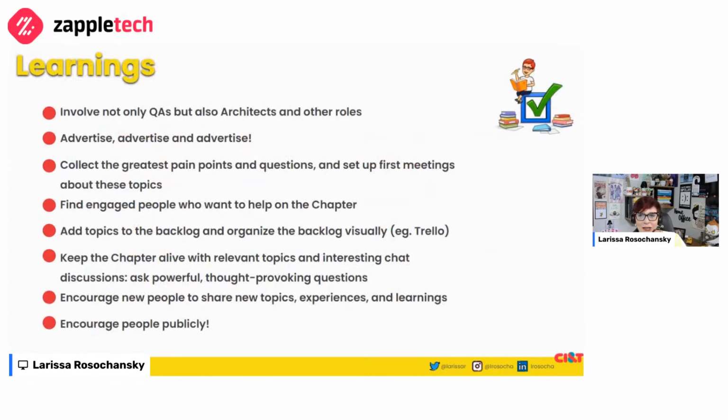And what we learned with all of this is that it's really important for us to involve everyone, not only the QAs. If we had involved only the QAs, the conversations we had weren't going to be as rich as they were. This is really important because when we were able to bring the architects, the developers, and leadership as well, we were able to have a much richer conversation.